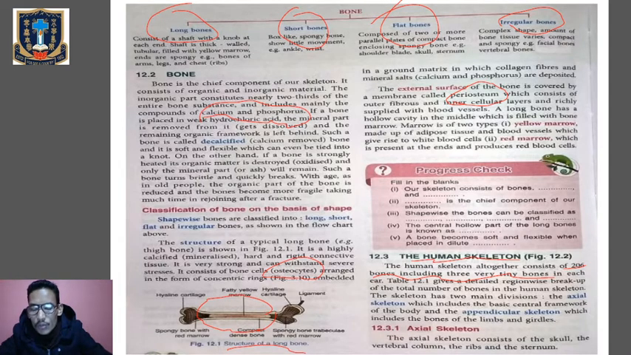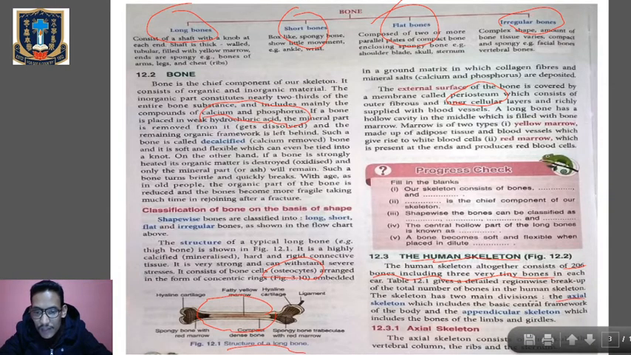Now the skeleton system has got 2 main divisions. Those 2 divisions are the axial skeleton, which includes the basic central framework of the body, like the skull, the vertebral column, and the sternum. And we have got the appendicular skeleton, which includes the hind limbs, the forelimbs, and the girdles. Now we are going to look at the axial skeleton. I have told you that the axial skeleton mainly consists of the skull, the vertebral column, the ribs, and the sternum. So we are going to look into that.